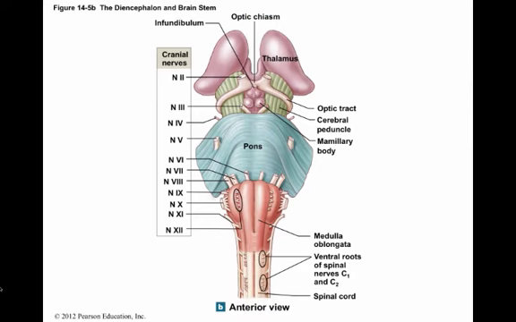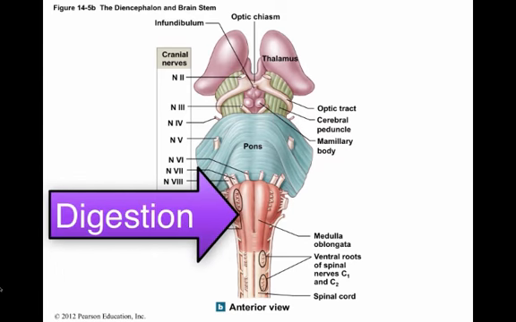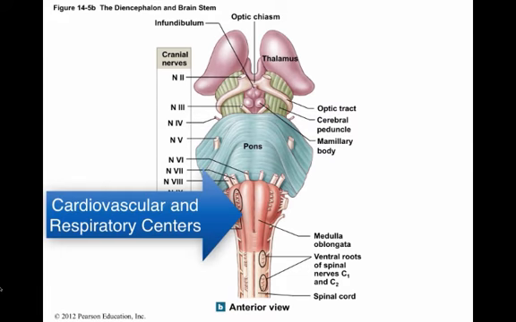regions of the brain. The medulla oblongata relays sensory information to the thalamus and to centers in other portions of the brainstem. The medulla also contains major centers that regulate autonomic functions such as heart rate, respiration, blood pressure, and digestion. The medulla oblongata contains the cardiovascular and respiratory centers.